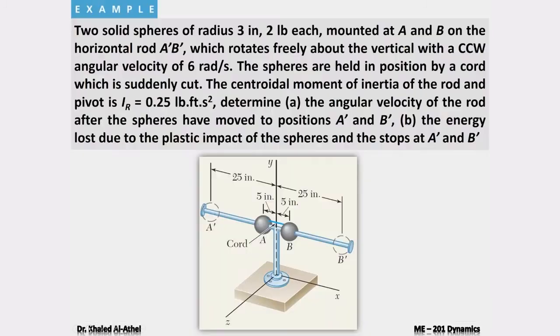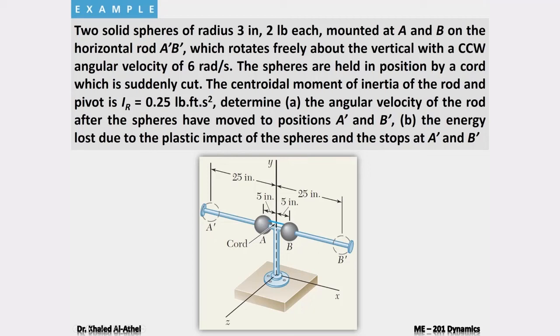With that, let's start solving problems. We'll start with the first one. Two solid spheres of radius 3 inch, 2 pounds each. So they are identical. They are mounted at A and B, which have the same distances from the center, as you can see from the figure. So they are identical.